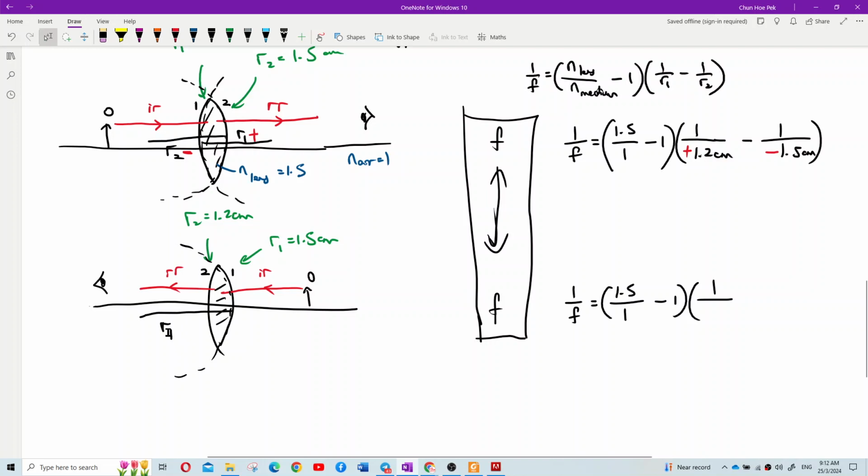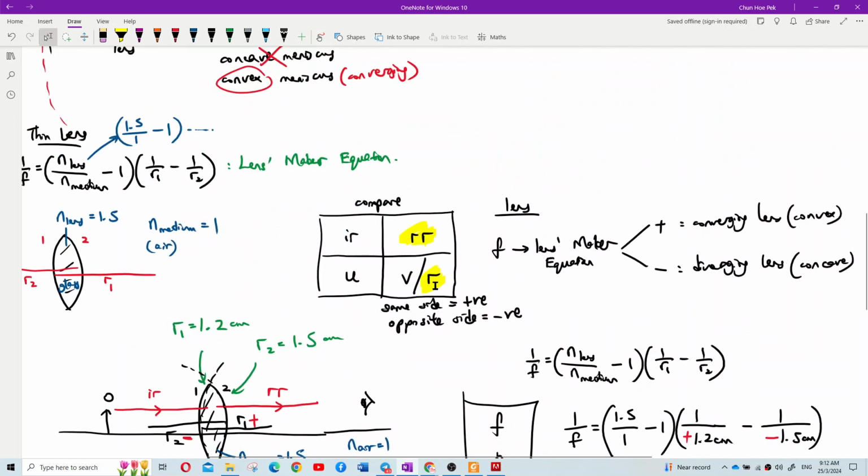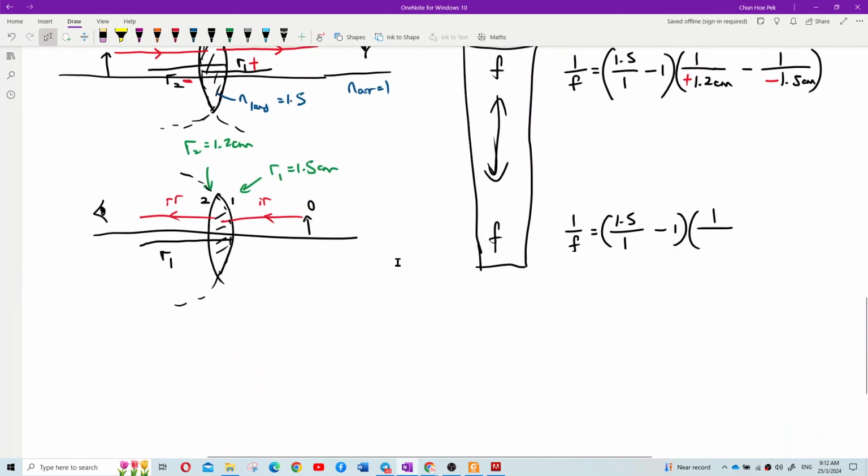Now radius 1 is compared with the refracted ray. Is it on the same side? Yes, same side, because the refracted ray is at the left hand side and radius 1 is also at the left hand side. So it is considered positive. Radius 1 is 1.5.